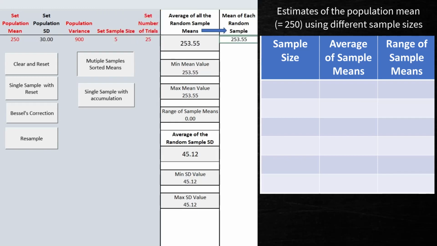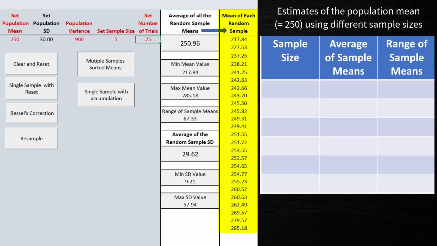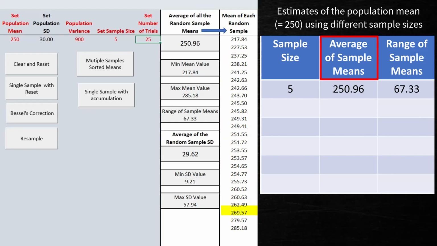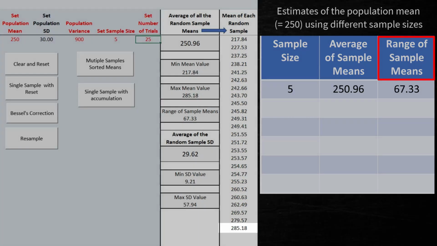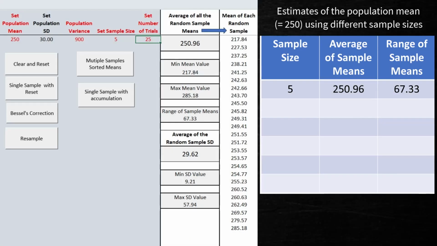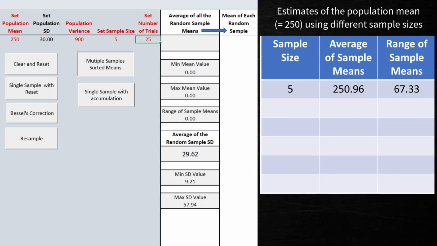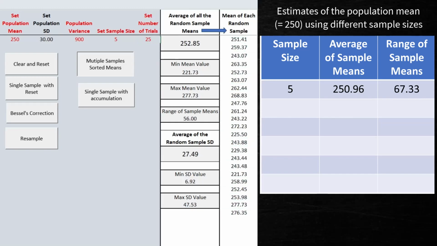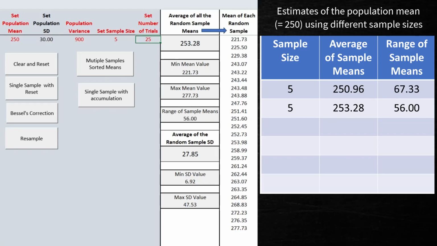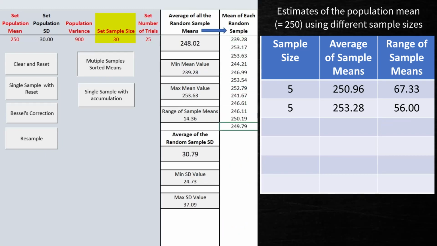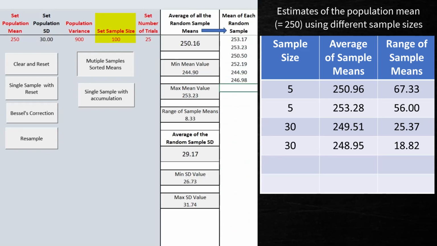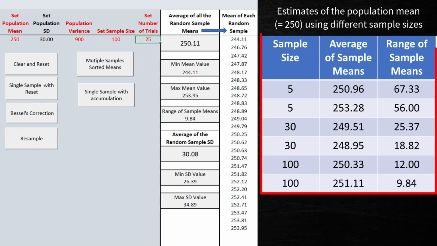We'll then calculate the mean reaction time for each of the 25 samples. After that, we'll calculate the average of these sample means. We'll also calculate the range of the sample means by subtracting the smallest mean from the largest. This will give us a sense of how much variation there is among the means. We'll then repeat this process with another batch of 25 random samples of size 5. After that, we'll draw 2 groups of 25 random samples of size 30, and then 2 groups of 25 random samples of size 100. All the results from these simulations will be collected and displayed in a table on the right side of your screen.